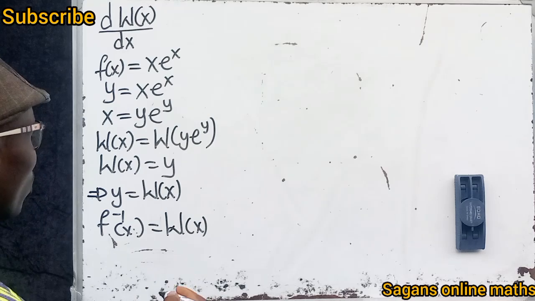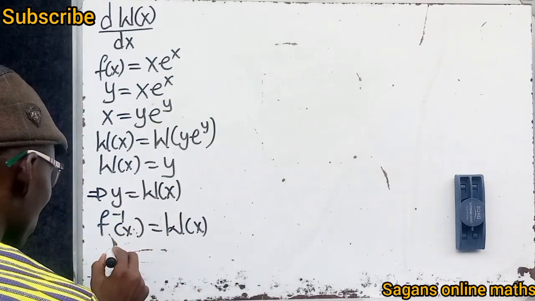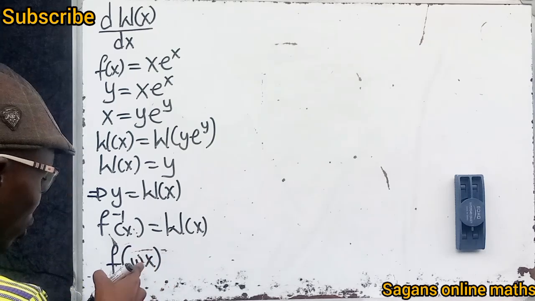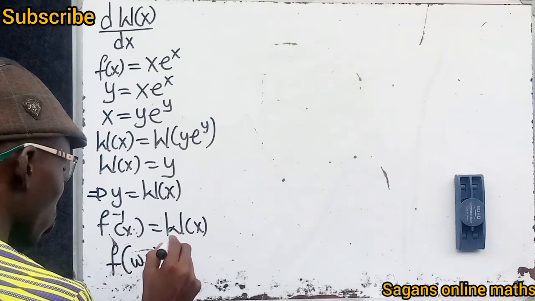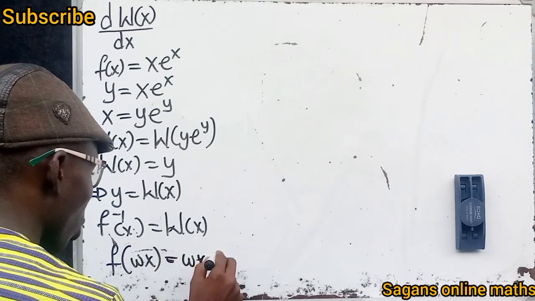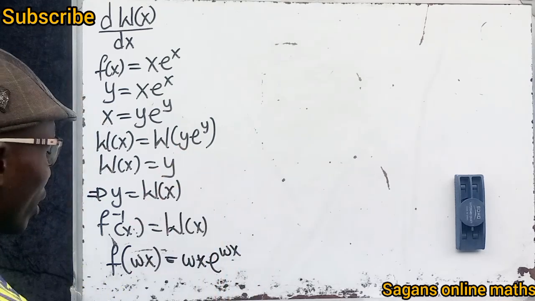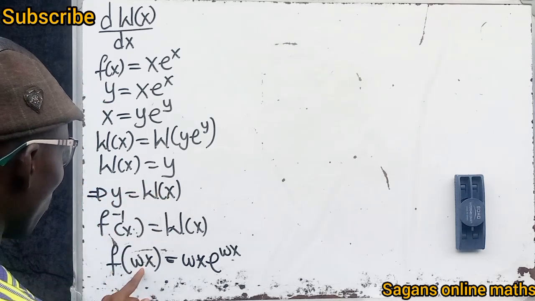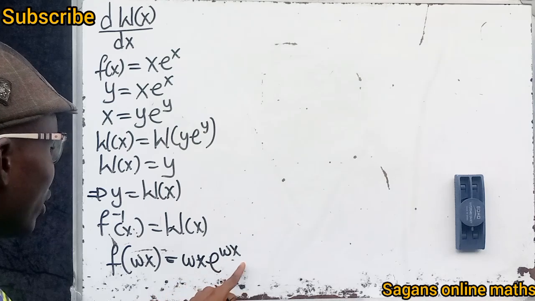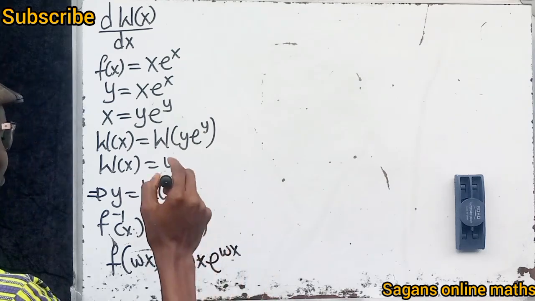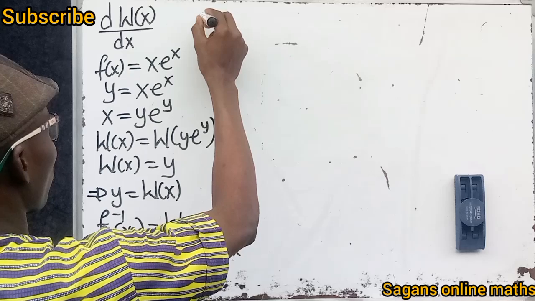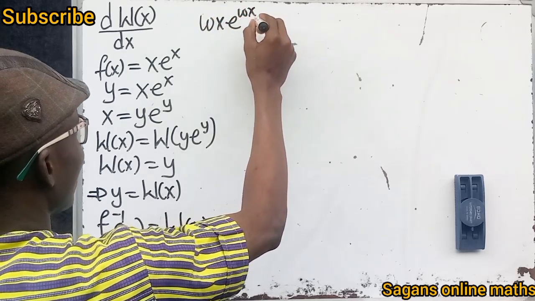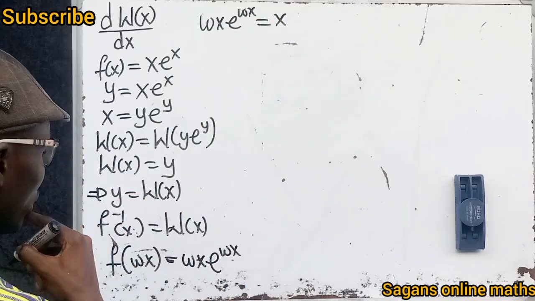Very simple. Now, what if you have f of the W function of x? This will be equal to the W function of x multiplied by e to the power of the W function of x. Here the W function is equal to y, so if you put y in each place, the outcome is x. That means W of x multiplied by e to the power of the W function of x is equal to x. Very interesting.